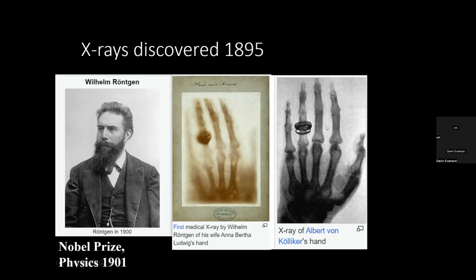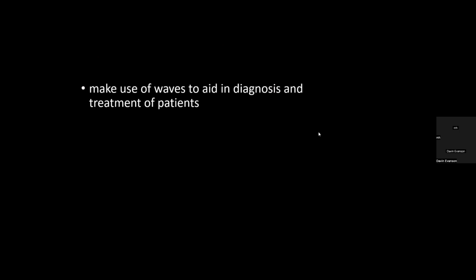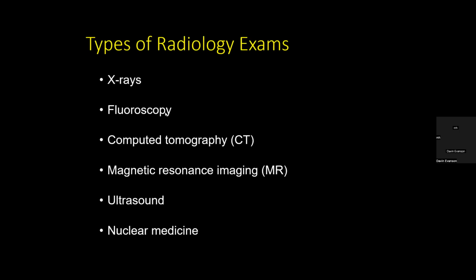In this case, they're black, but in most instances, we invert it, and things that are radiopaque will be white. So, next question, what do radiologists do? I get asked this a lot. The best answer is that we make use of waves to aid in the diagnosis and treatment of patients. We'll see different types of waves: sound waves for ultrasound, x-rays for radiography and CT, and then we'll talk about special waves that we use with MRI.